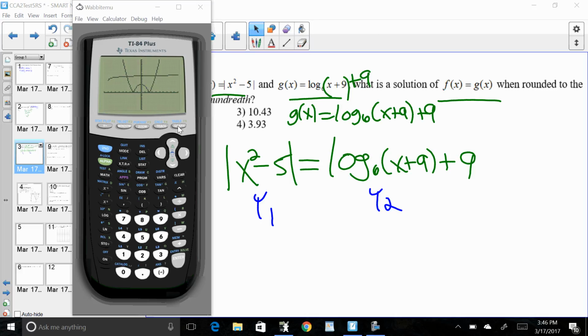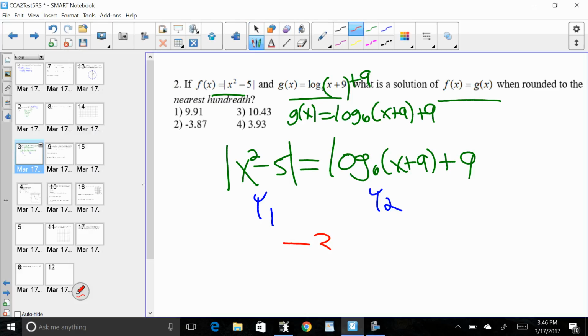So now to actually calculate the intersection, I hit second, calc. Try that again. Second, trace or calc. Option 5 is intersect. I scroll to one of the intersection points. I just need to get it close. I hit enter for first curve, enter for second curve, enter for guess, and I've got negative 3.87, rounded to the nearest hundredth. So I'm going to jot that down, negative 3.87.